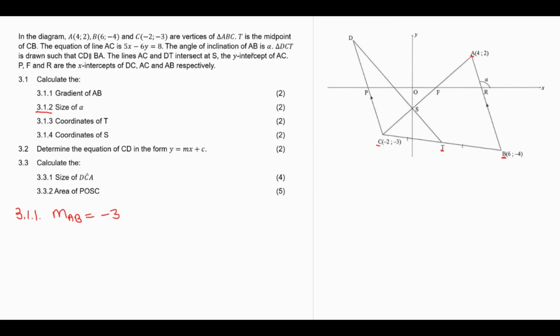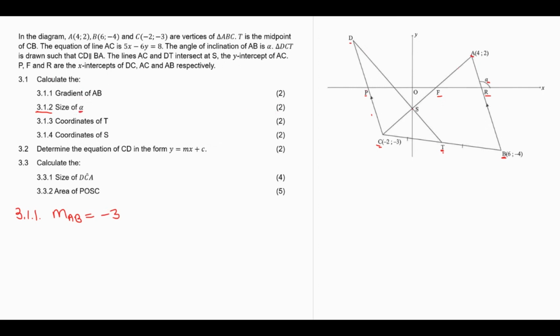The angle of inclination of AB is alpha. Triangle DCT is drawn such that CD is parallel to AB. The lines AC and DT intersect at S, the y-intercept of AC. P, F, and R are the x-intercepts of DC, AC, and AB respectively. Calculate the size of alpha.